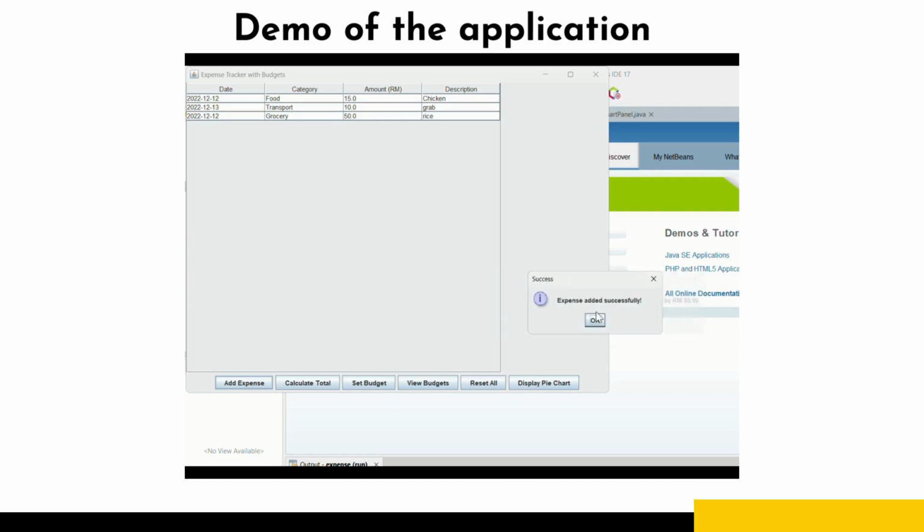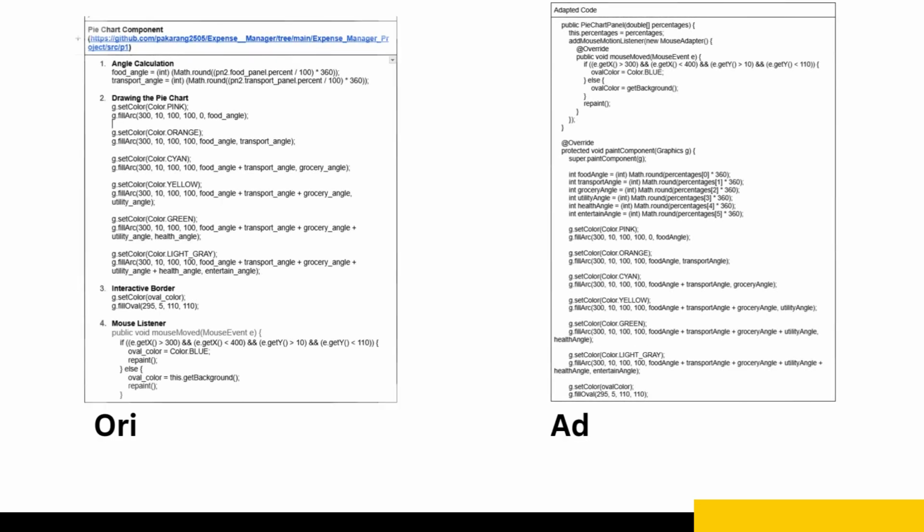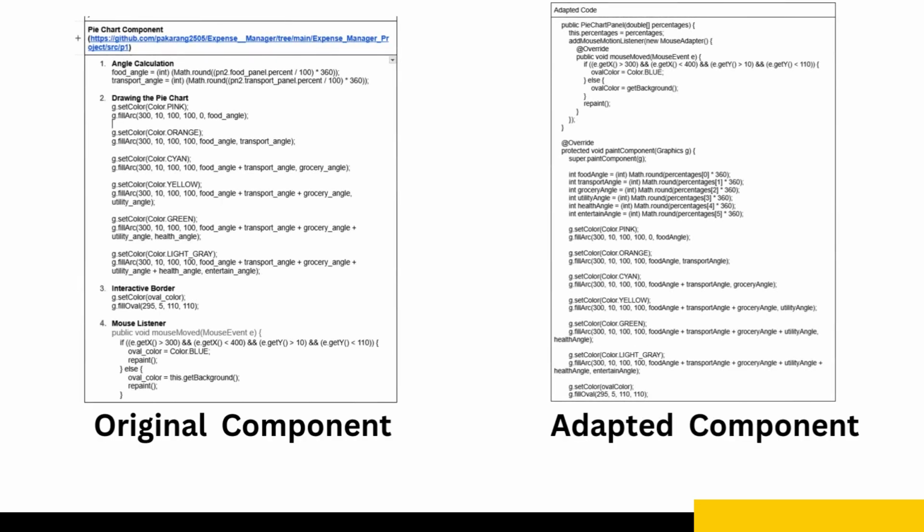Okay, so to display the pie chart, click this button. As you can see, there is no pie chart, but if we want to see it, we need to move our cursor to the pie chart. This is based on how the original component that we found on GitHub, and we tried to adapt it.